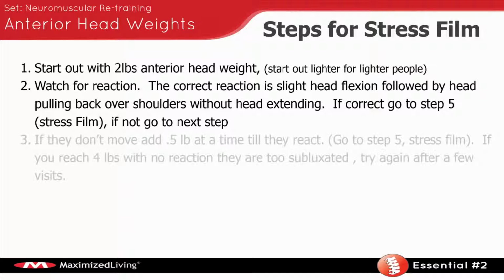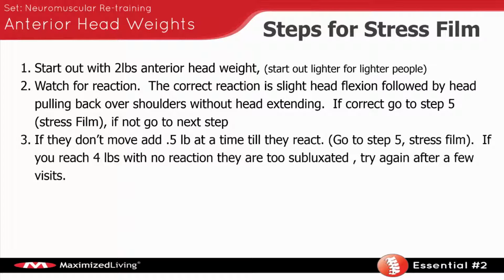If not, if they don't move, you add weight a 1/2 pound at a time until you see a reaction. If you get to 4 full pounds with no reaction, that means they're too subluxated. That means you've got to try again after 2 weeks of care or so. More likely they're too rigid. You need to take some pressure off that nerve system, get their spine more flexible, and go forward. However, if I get to 4 pounds, I will still take a stress film with them wearing 4 pounds.